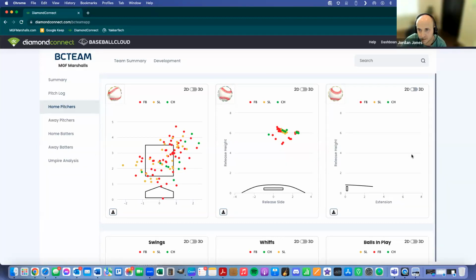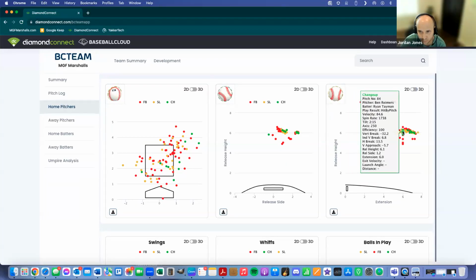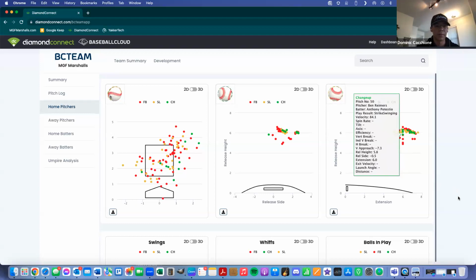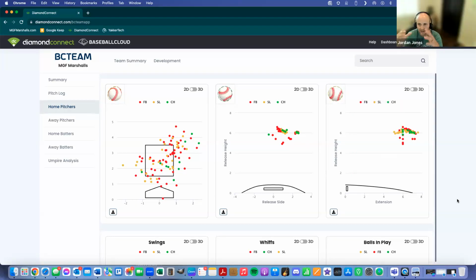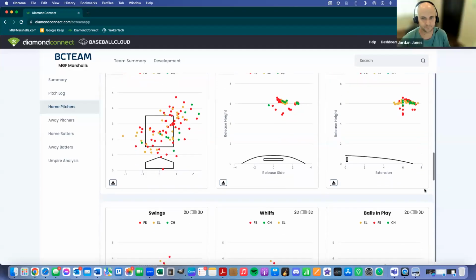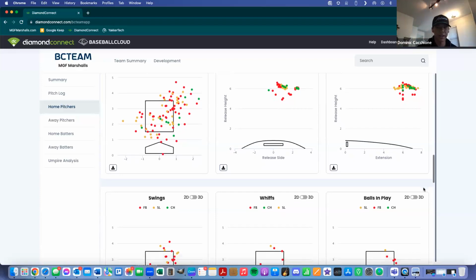Yeah. So extension, this is just release point. Just down the rubber. Do we want that to be as close to the same every time as well in a good scenario, or does it? Not necessarily. Extension is really just important in terms of perceived velocity for a hitter. If they're farther down the mound, then the ball's going to be jumping on a hitter quicker.